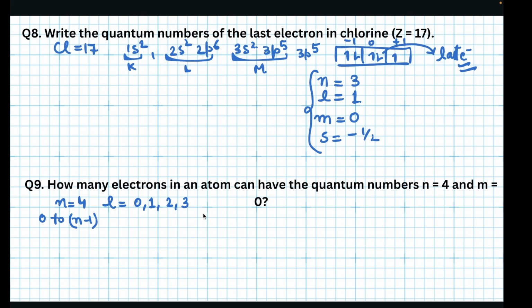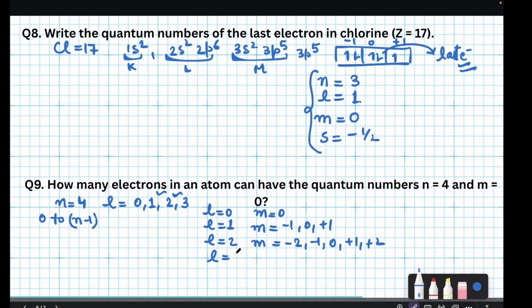So for L is equal to 0, m will be 0. For L is equal to 1, possible values of m are minus 1, 0, plus 1. For L is equal to 2, possible values of m are minus 2, minus 1, 0, plus 1 and plus 2. And for L is equal to 3, possible values of m are minus 3, minus 2, minus 1, 0, plus 1, plus 2 and plus 3.